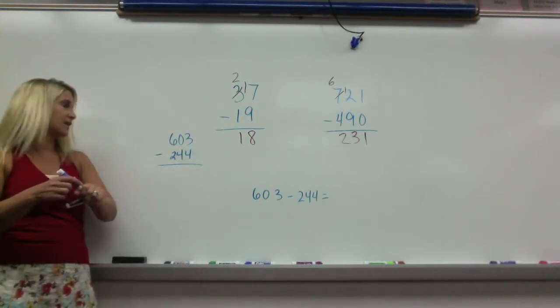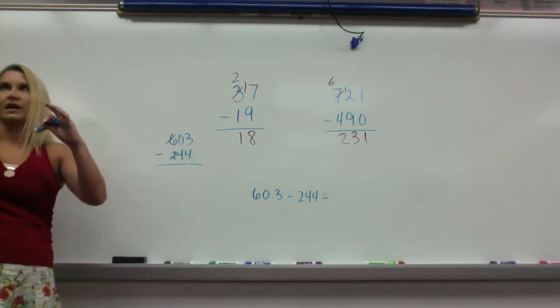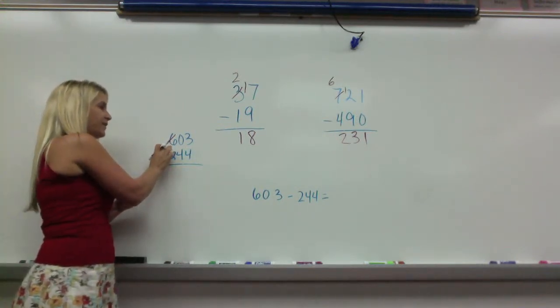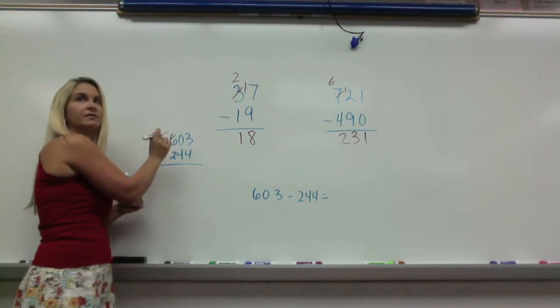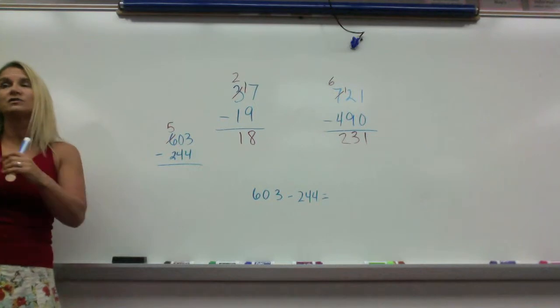So I can take one of those hundreds. If I take one of the flats, and in your mind you're thinking, okay, I'm moving that flat to the side because I'm going to regroup it. So now I've taken that flat, and how many flats do I have left? 5. I only have 500 flats left. I took one of those and I turned it into 10s.